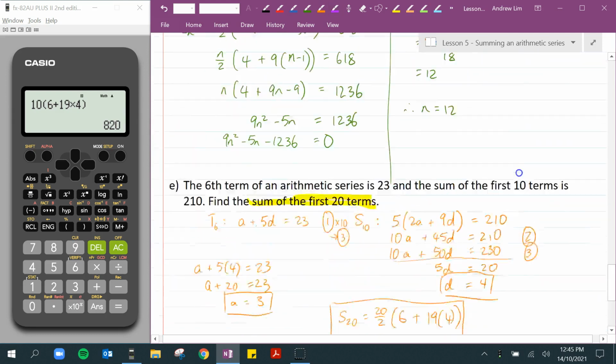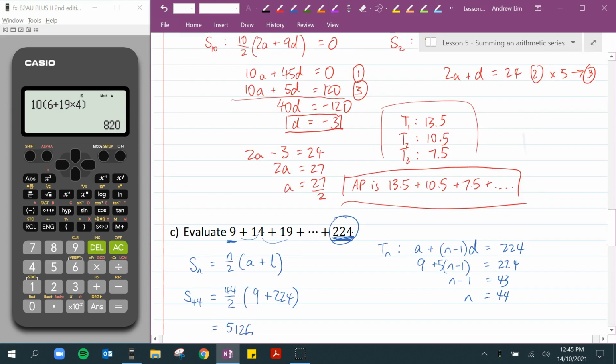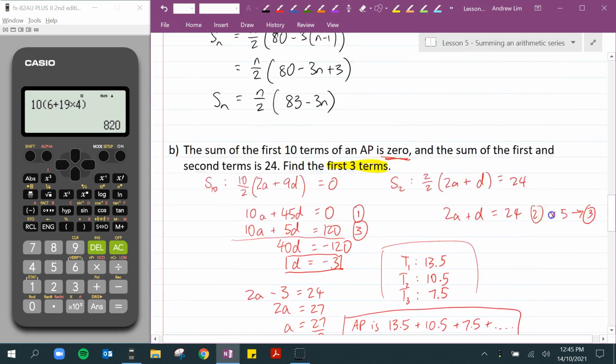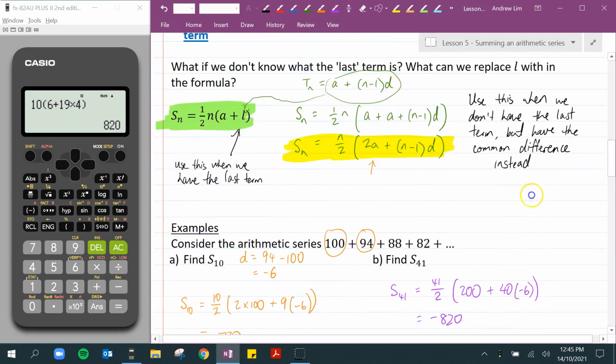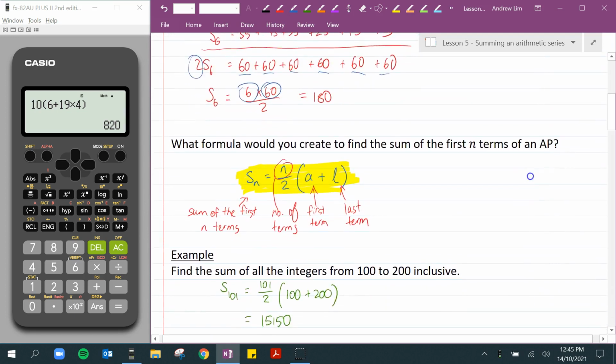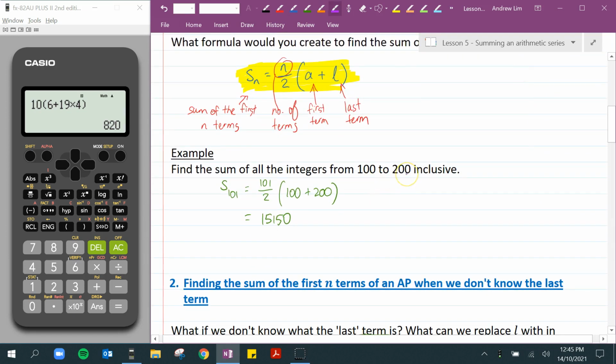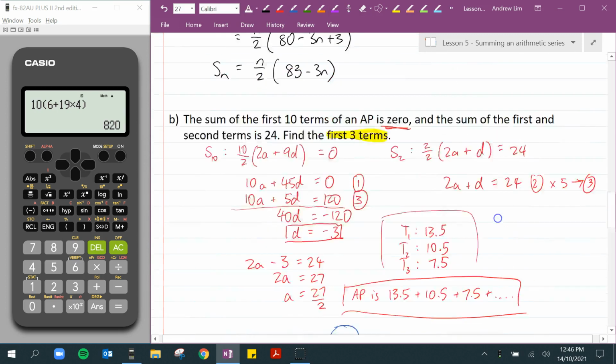So if we were to scroll up to previous questions, like up here, the 100 to 200, what we could have done is just 200 minus 100 plus 1. That gives us 101 terms. Okay?